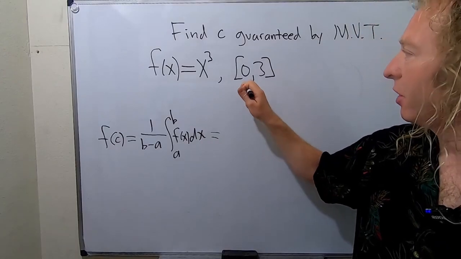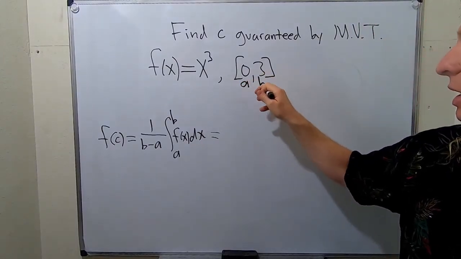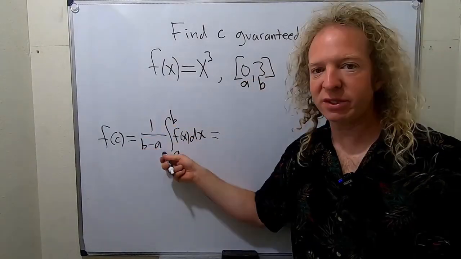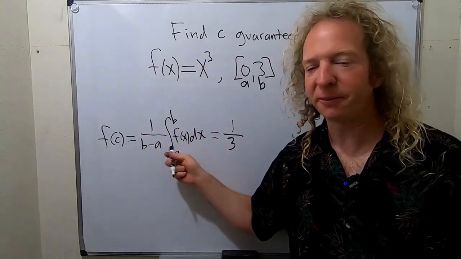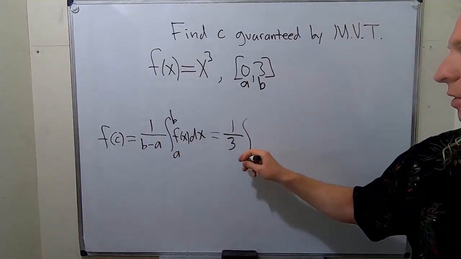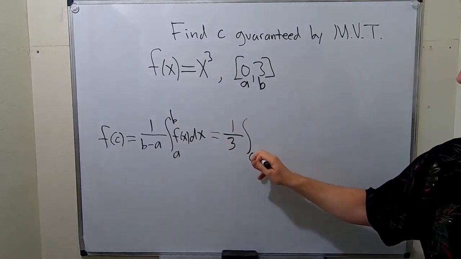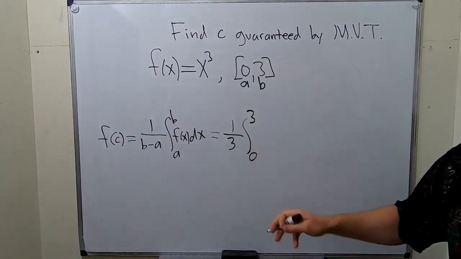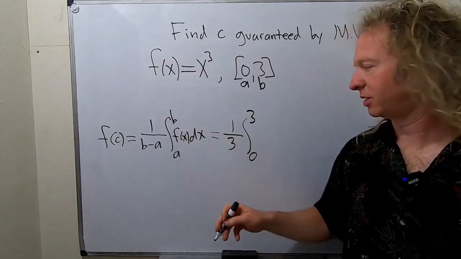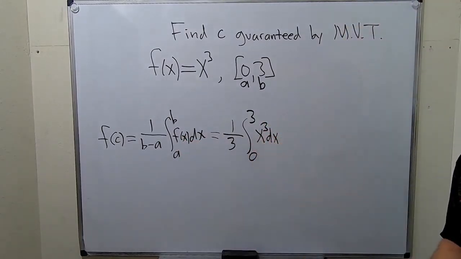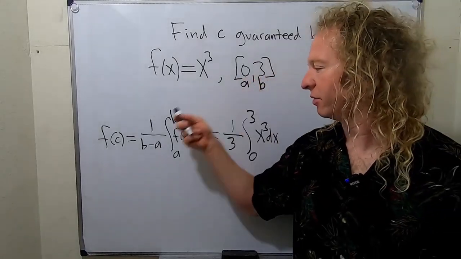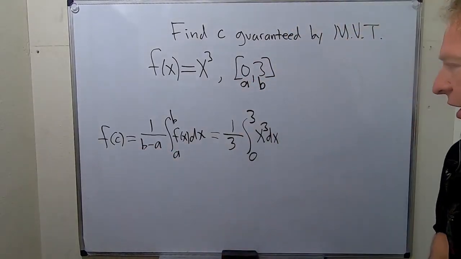So this is your a, and this is your b. So this will be 1 over 3 minus 0. So 1 over 3, because it's really 3 minus 0. And then we're going from 0 to 3. And then f of x is simply x cubed. So this is x cubed. This is a little bit easier than I thought. So 3 minus 0, 3 minus 0.